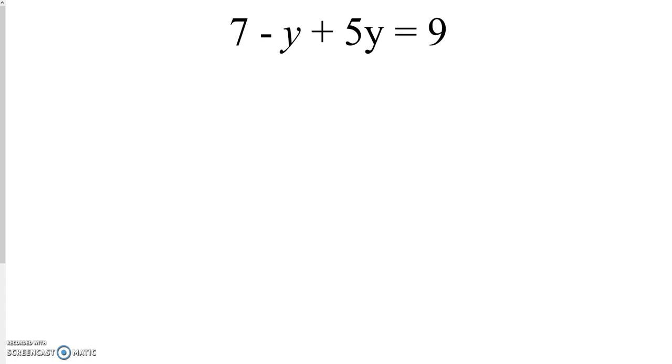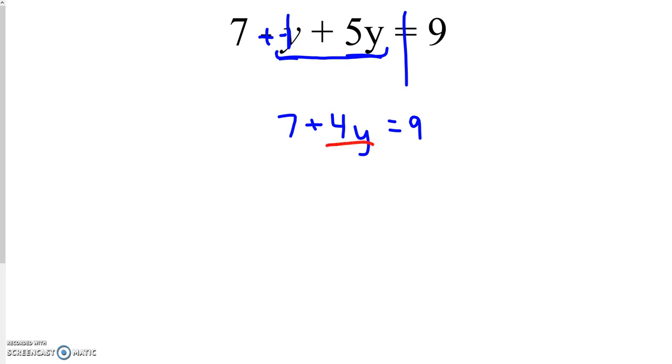Again, I want to combine like terms. I see a y and a 5y, but there's subtraction here. Add the opposite, so it's -1y plus 5y. -1y plus 5y is 4y. 7 plus 4y is 9. Again, some of you don't like it when the term with the variable is second, so since this is addition, you can rearrange. 4y plus 7 equals 9.